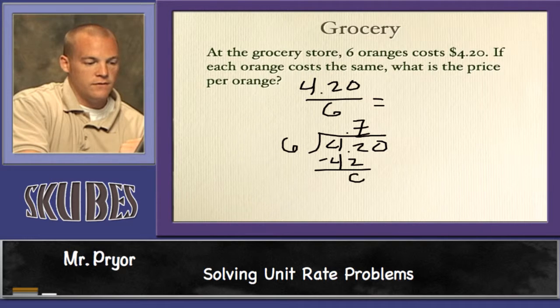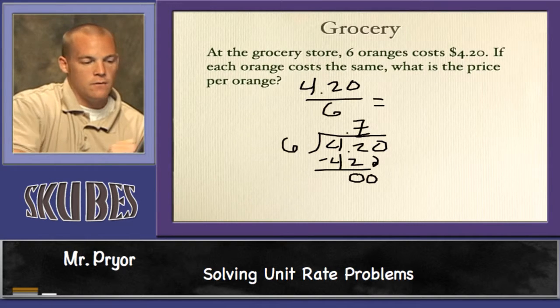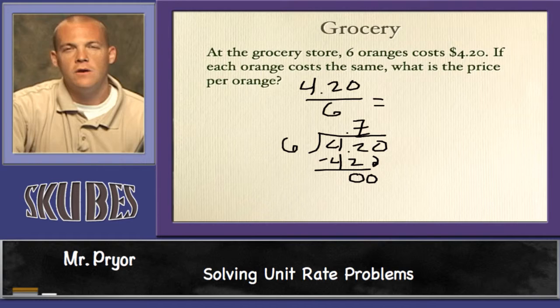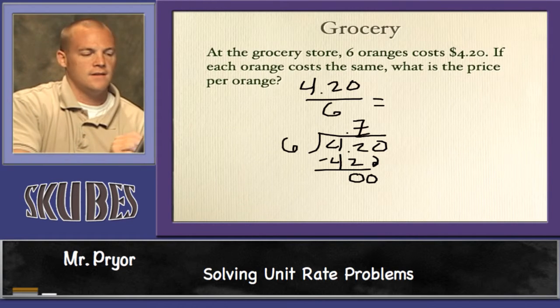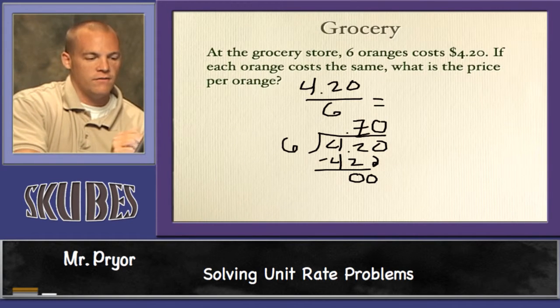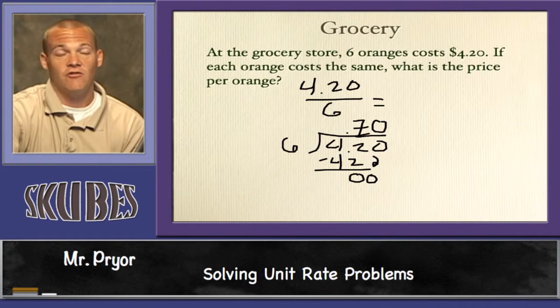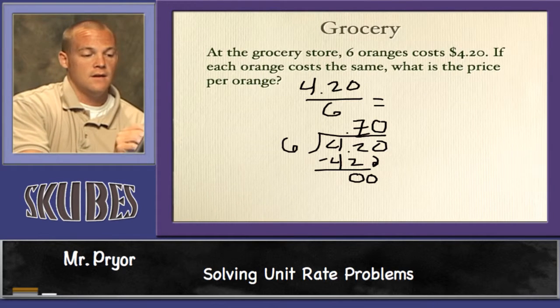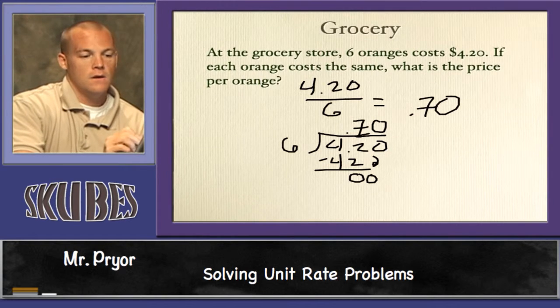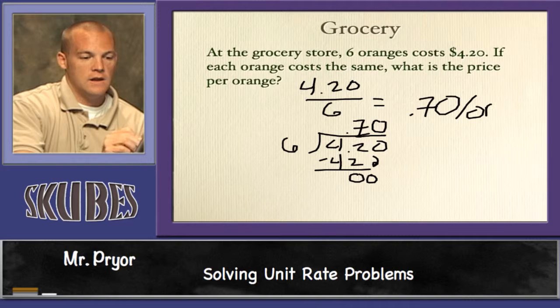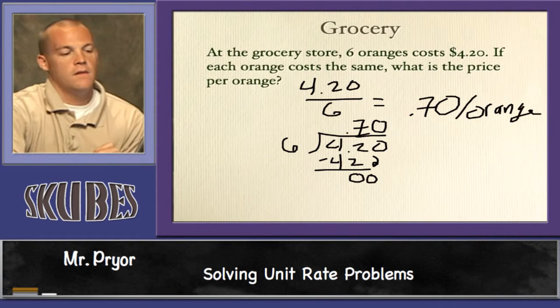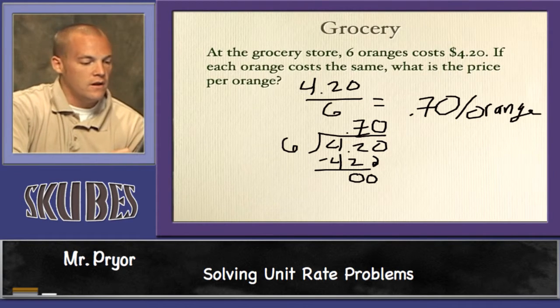With nothing left over, we can go ahead and bring that 0 down. We're not completely done yet because we don't want you saying that it's 7 cents. Keep in mind, we go ahead and finish off the division even if it is a 0, so that we can see in this case that it's actually 70 cents per orange. There you go, 70 cents per orange.